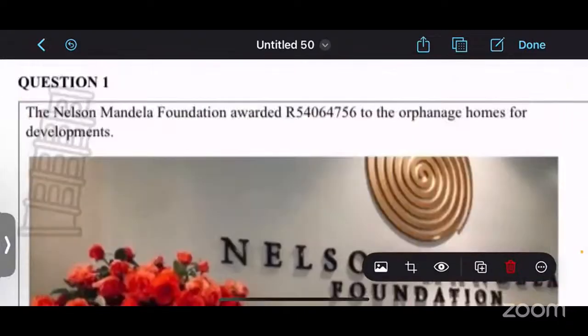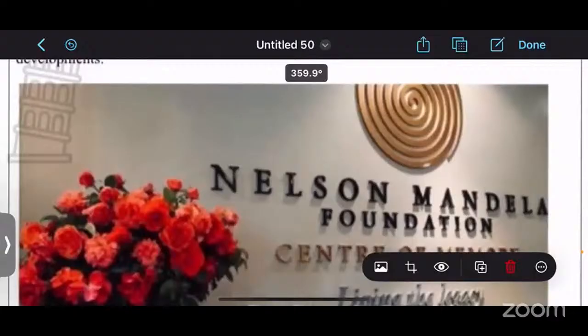Okay, so we have question 1 over here, which relates to the Nelson Mandela Foundation. They have been awarded that amount, which is how much? How do we call this number to the orphanage homes for development? How much is this amount? It's 54,064,756. Perfect. That is the Nelson Mandela Foundation.